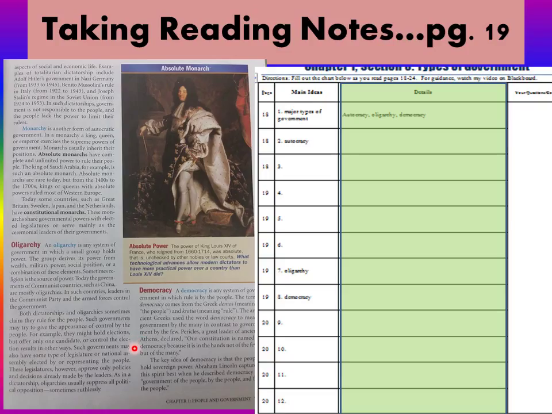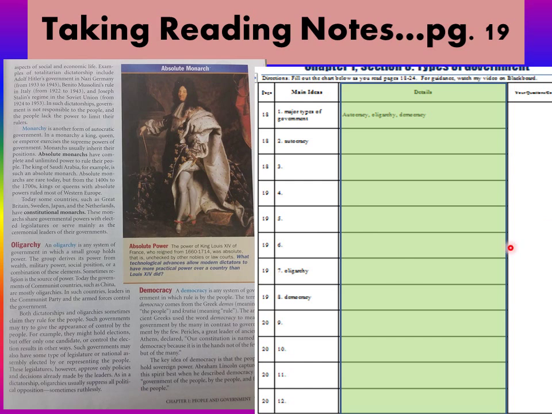Such governments may also have some type of legislature or national assembly elected by or representing the people. These legislatures, however, approve only policies and decisions already made by the leaders. As in a dictatorship, oligarchies usually suppress all political opposition, sometimes ruthlessly.